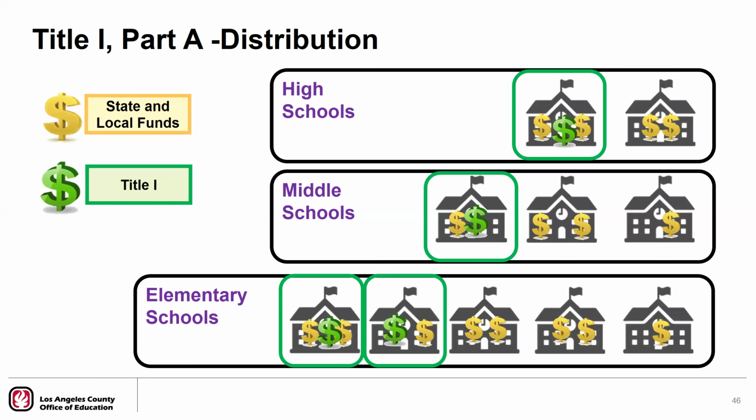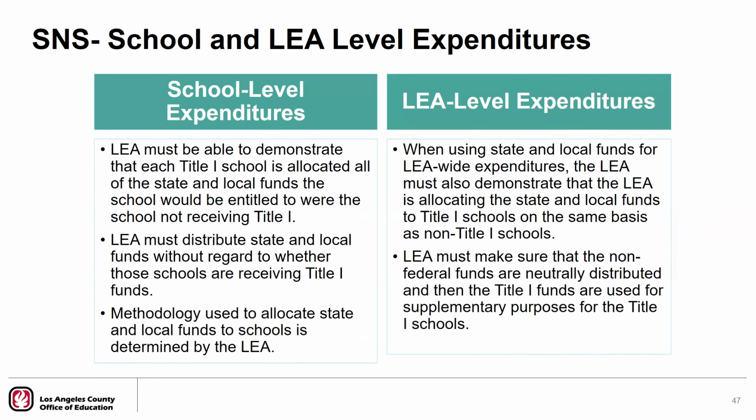Next slide, there we go. So supplement, the methodology is referring to both the school level expenditures and the LEA. So at the school level, the LEA must be able to determine that the money was allocated before the consideration of Title I. And when you're talking about the LEA level, this also applies for those Title I funds that need to be held back, and the state and local funds need to be distributed across, and then Title I money on top of that. Next slide. Here's an example for us.